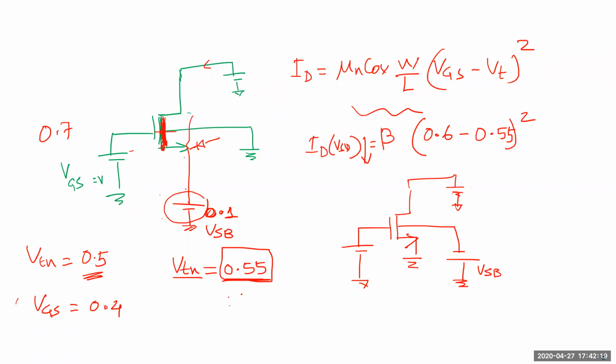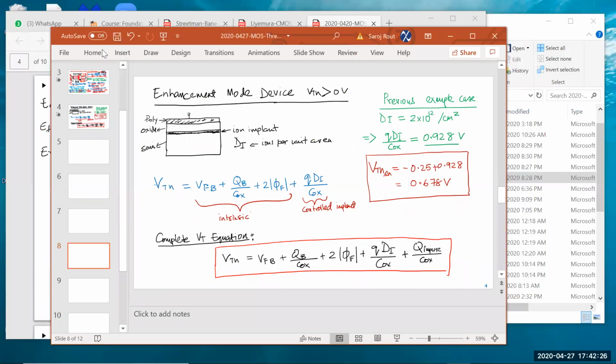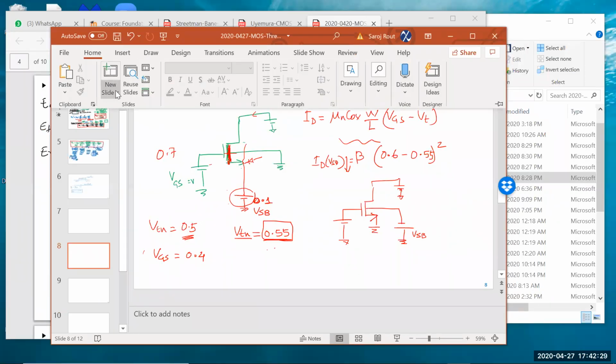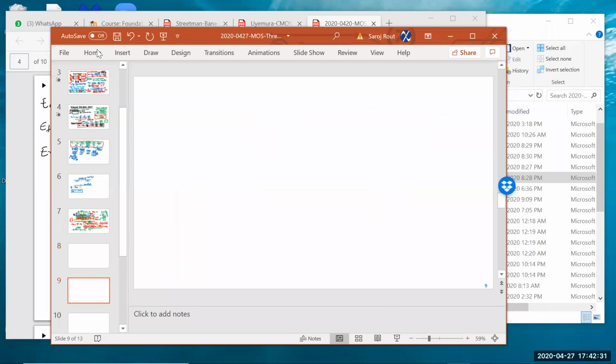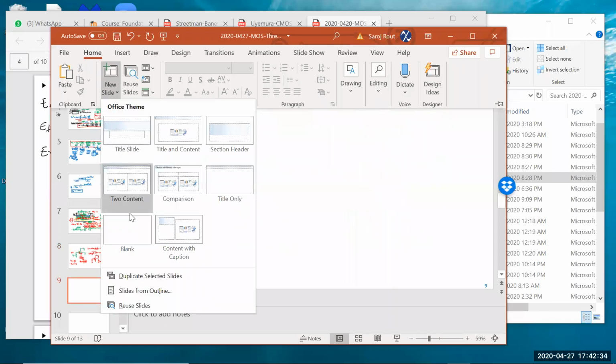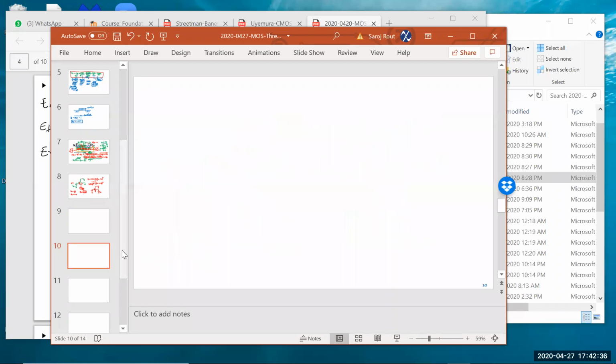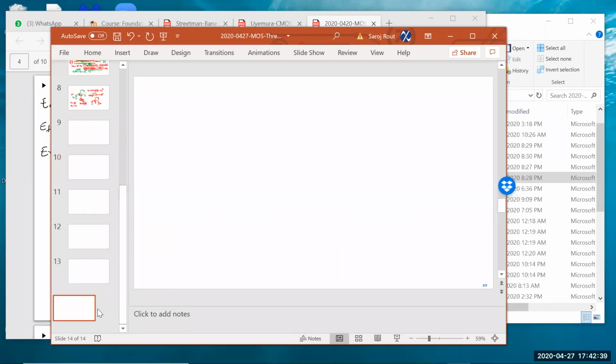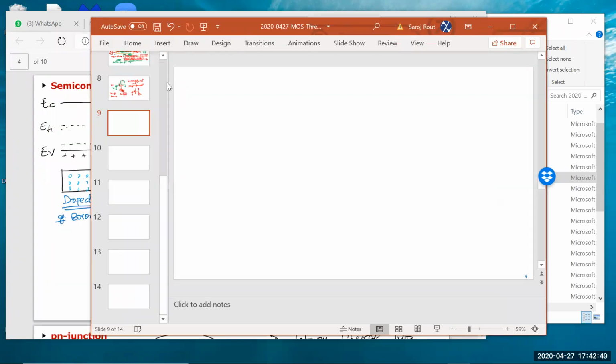So hold on a second, maybe I'll do a few. Sir, in this way, suppose VS, the source voltage, we are increasing to a positive voltage. So XD, the depletion region between source and bulk is opposite, it's a reverse bias, so XD increases, the depletion width increases.